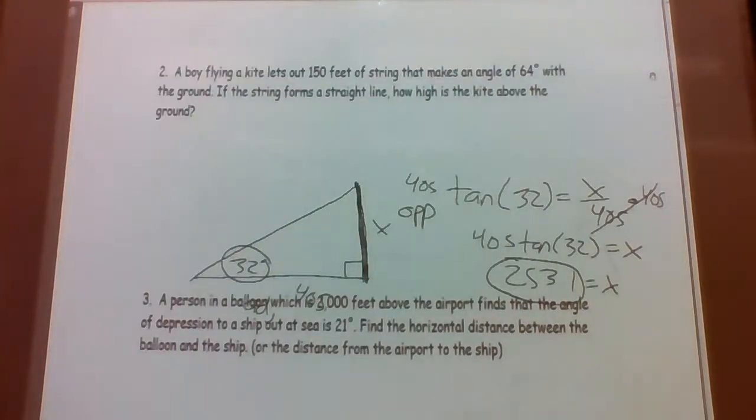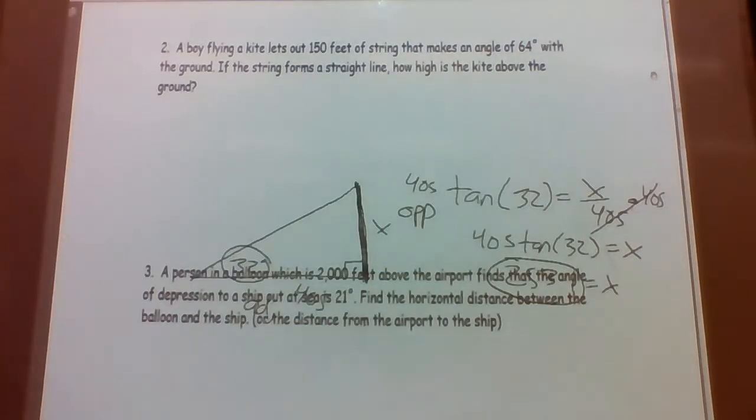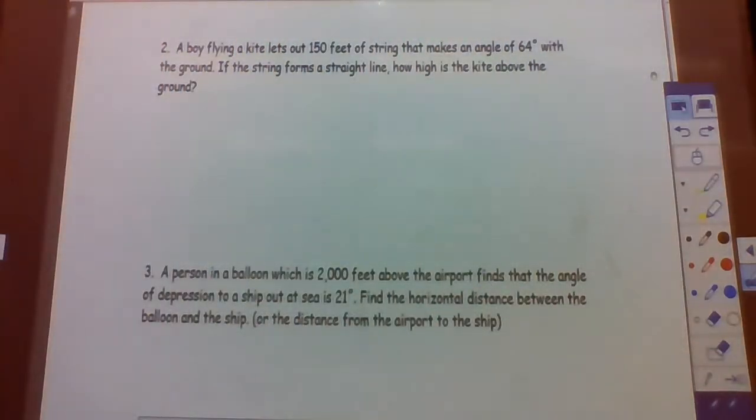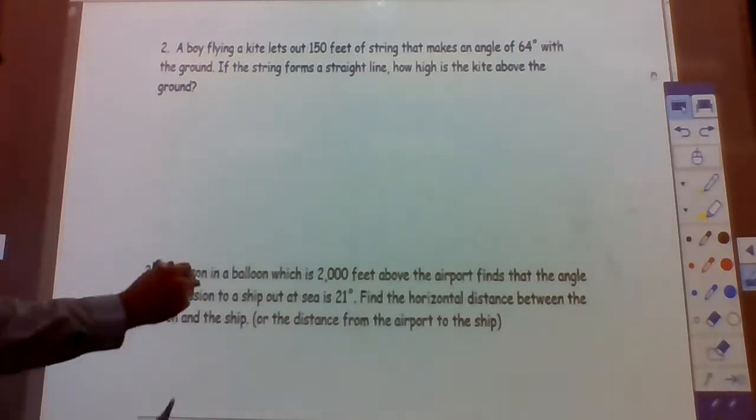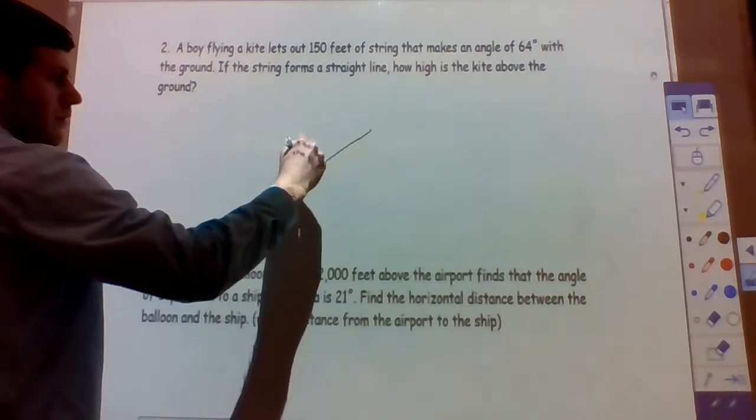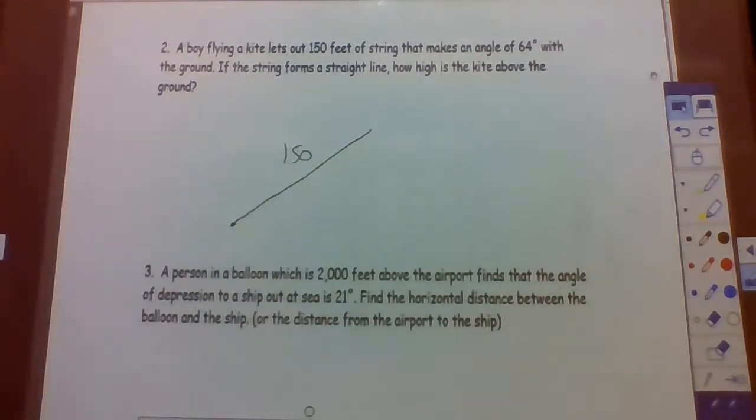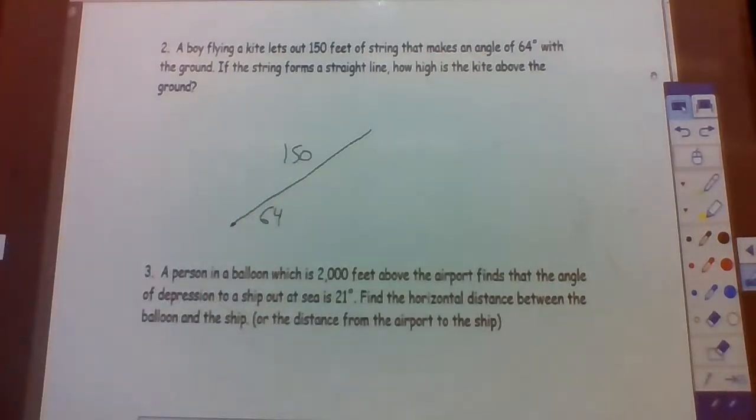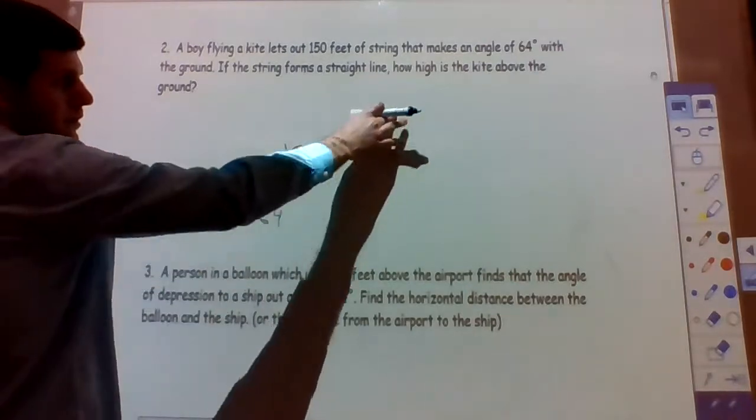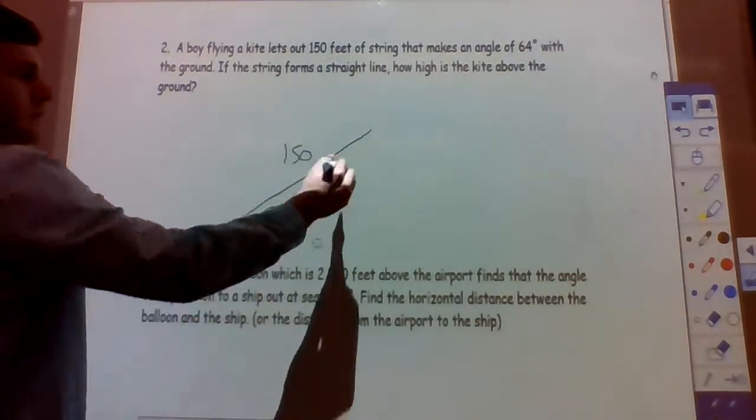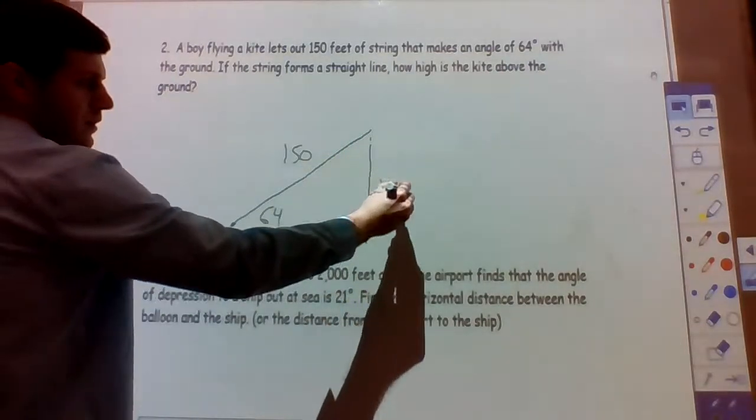Right, number two. A boy flying a kite lets out 150 feet of string. So here's a boy. He lets out 150 feet of string. That makes a 64-degree angle with the ground. Okay, if the string forms a straight line, meaning it's taut, how high above the ground is the kite? So how high is the kite?